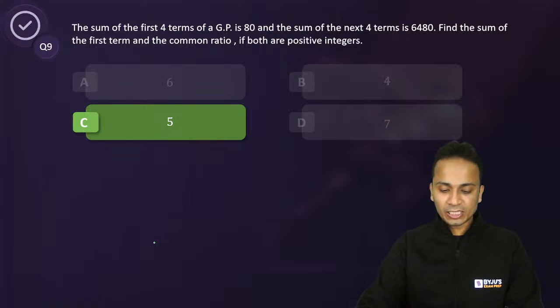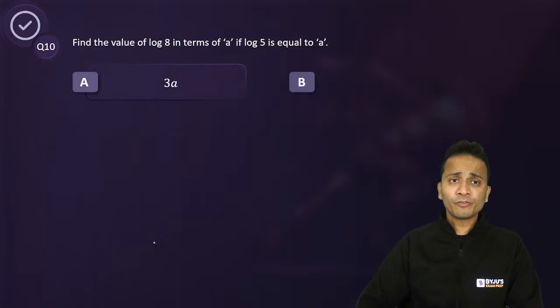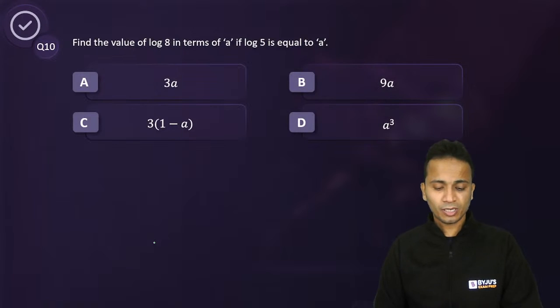All right, चलिए आगे चलते हैं. The last question for the day, logarithms. A wonderful question.